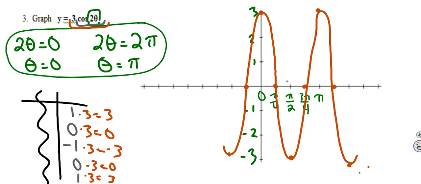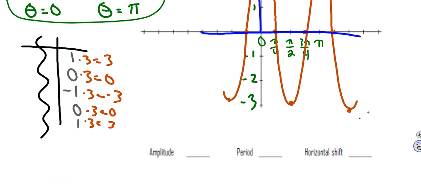Let's talk about amplitude. We can find it one of 2 ways. We can see that there's a 3 in front of our cosine. That's our amplitude, or we can find it from the graph. The midline is right here on the x-axis. The max is 3 away. So our amplitude is 3.